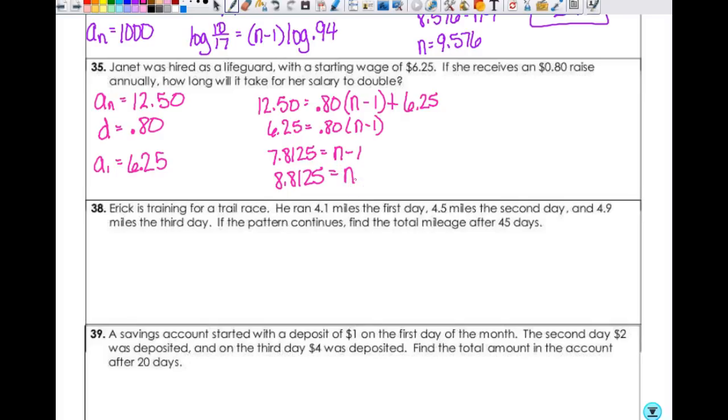So got to think about this. She receives an 80-cent raise annually. If it's going to take over 8 years for that to happen, that means it's not going to be doubled until that 9th year. So the answer is 9 years. It also won't be exactly doubled. It would be a little bit more.